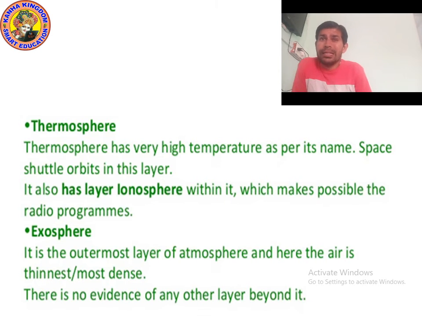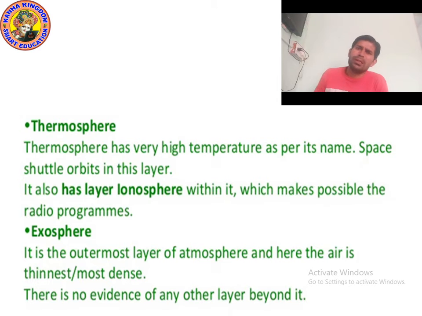So the layer just above the thermosphere is exosphere. Exosphere has darkness, we can say, and there is no layer above this layer. There is no evidence of any other layer. I hope you understood. Now we will see some uses like ozone layer, use of air, use of oxygen. Okay, let's move on to the next point.